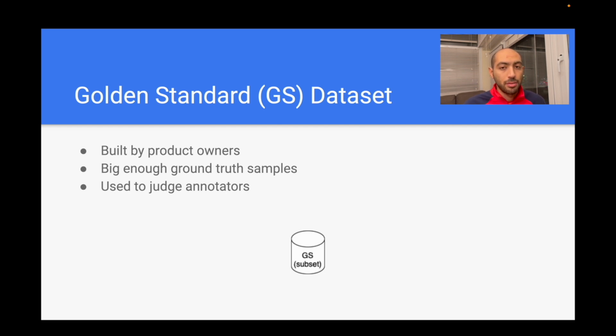So what is this golden standard dataset? It is a big enough dataset. Enough depends on your problem space. If your problem space is simple, you may use something like 100 labeled samples in the golden standard dataset. The more complex the problem space and the variety of the cases that people need to be aware of, the bigger this dataset needs to be. And it contains the ground truth labels. It contains what we think is the right answer to the problem at hand. And finally, this golden standard will be used to judge annotators at different stages of building the pipeline, at training and at testing. And I'm gonna go into detail later.